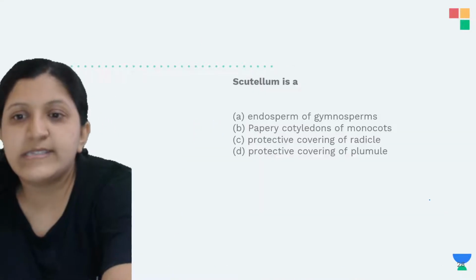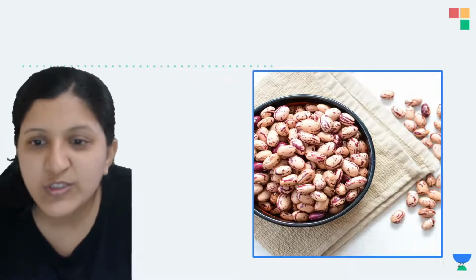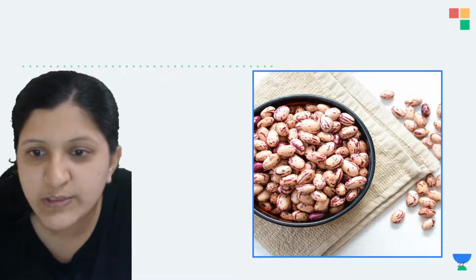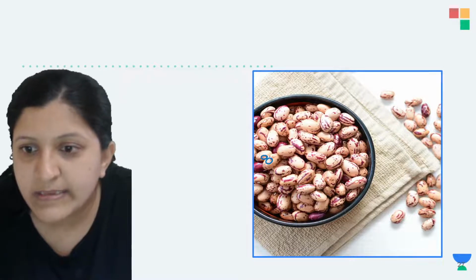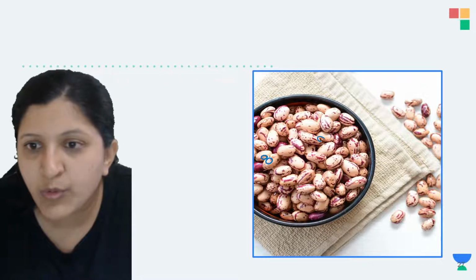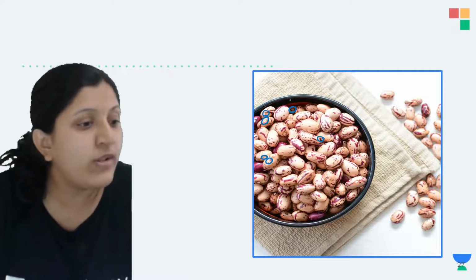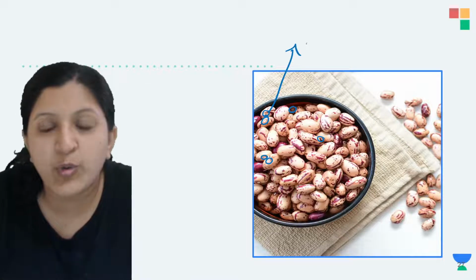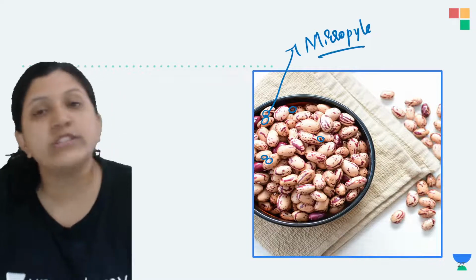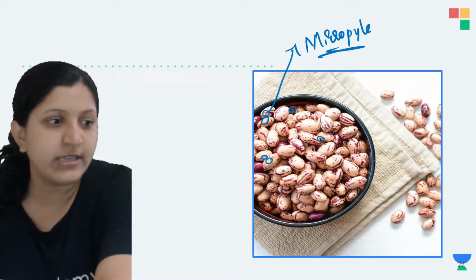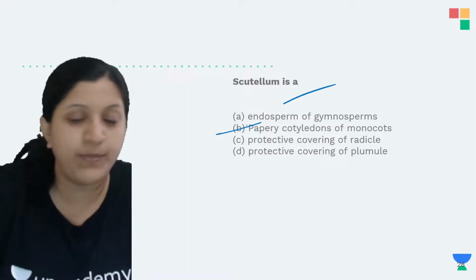Okay, so this is the seed structure which is shown. You can see these structures. You see this opening here, and you can see an opening over here, and an opening here. All of this is basically a micropylar opening, through which water and oxygen can be taken inside. All right, so the scutellum is the papery cotyledon of the monocots.